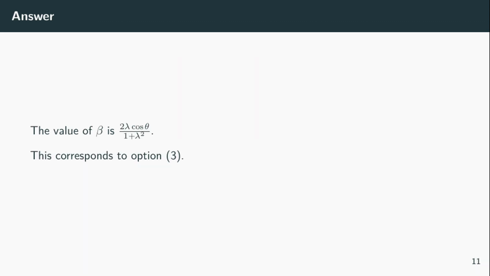The value of beta is 2 lambda cosine theta over 1 plus lambda squared. Looking back at the options given in the question, this corresponds to option number 3.